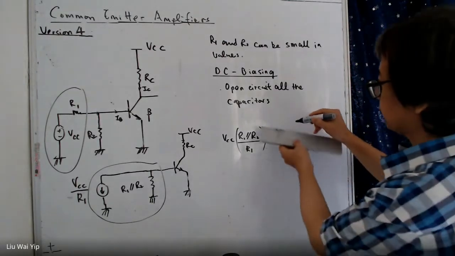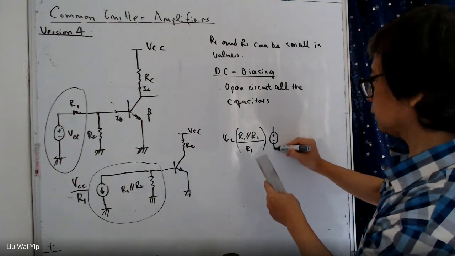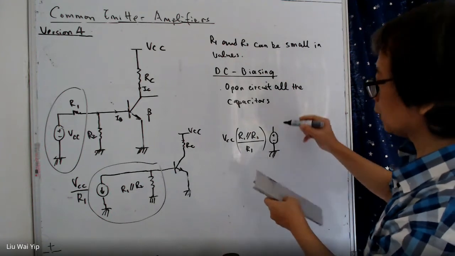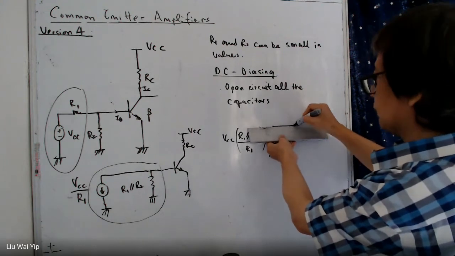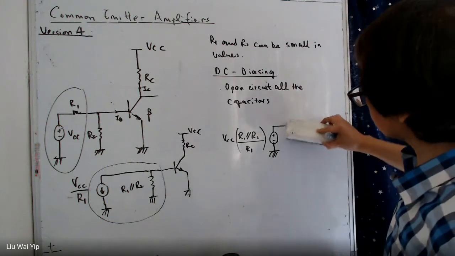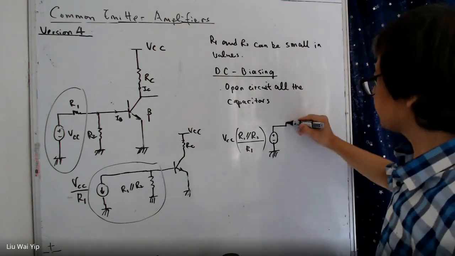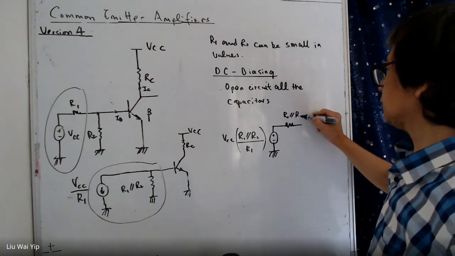And we have a voltage source, and all these are DC values. And the resistance is here, R1 parallel R2.